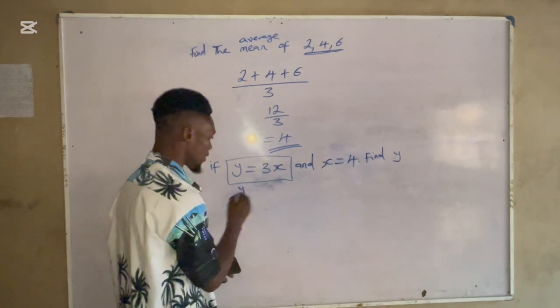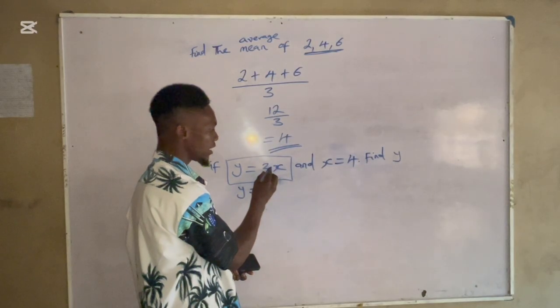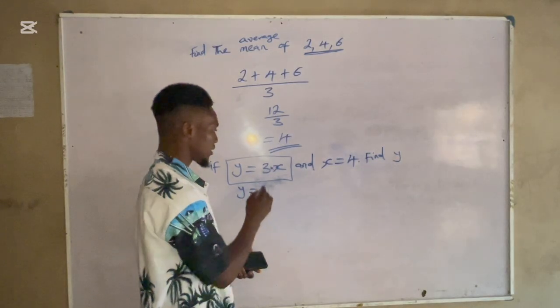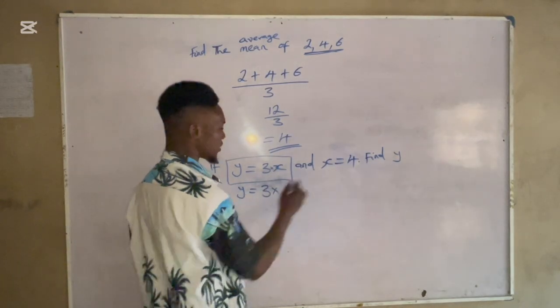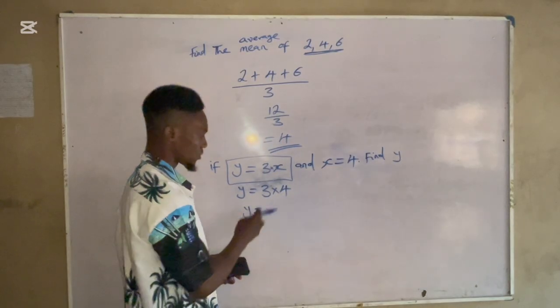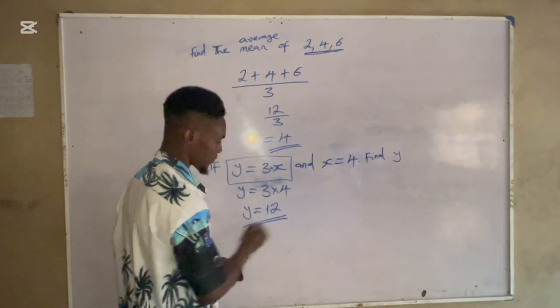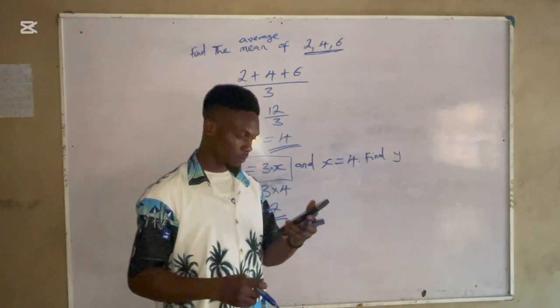That means y will be equal to, this 3x means 3 times. The relationship between this 3 and x is times. 3 times x. So I'll be having 3 times my x, which is now 4. Replace it with 4. Finally, y is equal to 3 times 4. That's 12, as our final answer, which is option B.